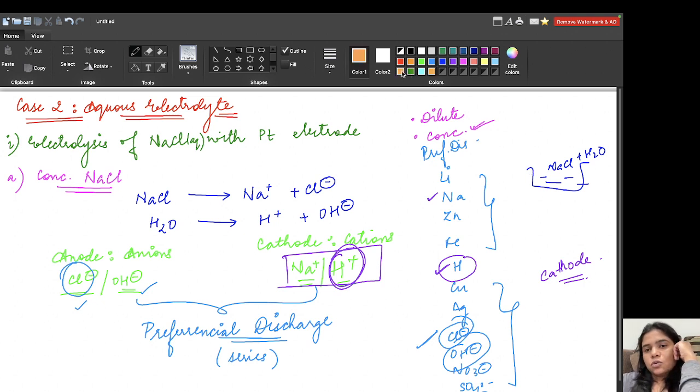Now we exactly know what all things are there. We just need to write the reaction. Cl minus, I told you, just remember this: 2Cl minus gives you Cl2 plus 2 electrons. Wherever Cl comes, write this reaction. And for H plus, 2H plus plus 2 electrons gives you H2. So now you know in the anode part, chlorine is getting liberated, and in your cathode part, hydrogen gas is getting liberated.